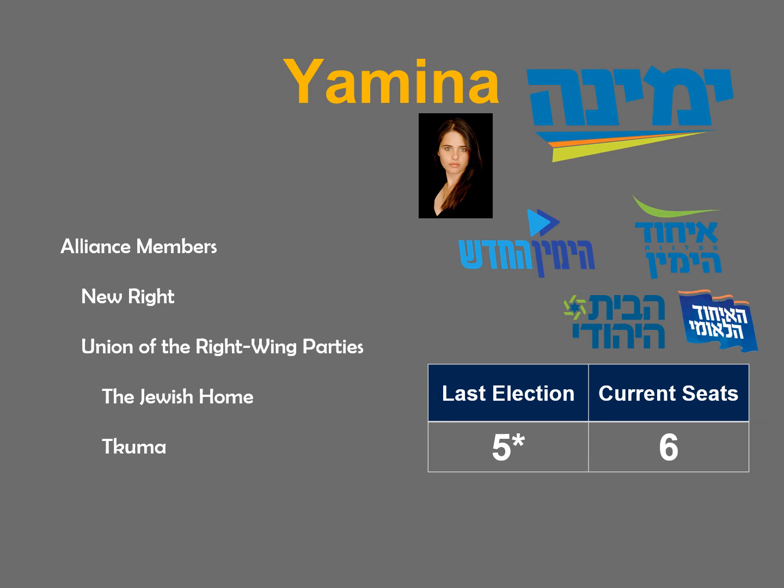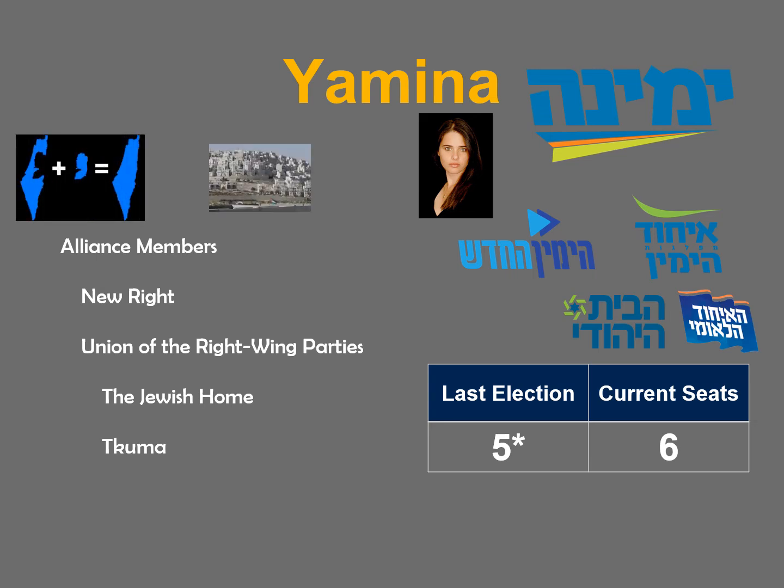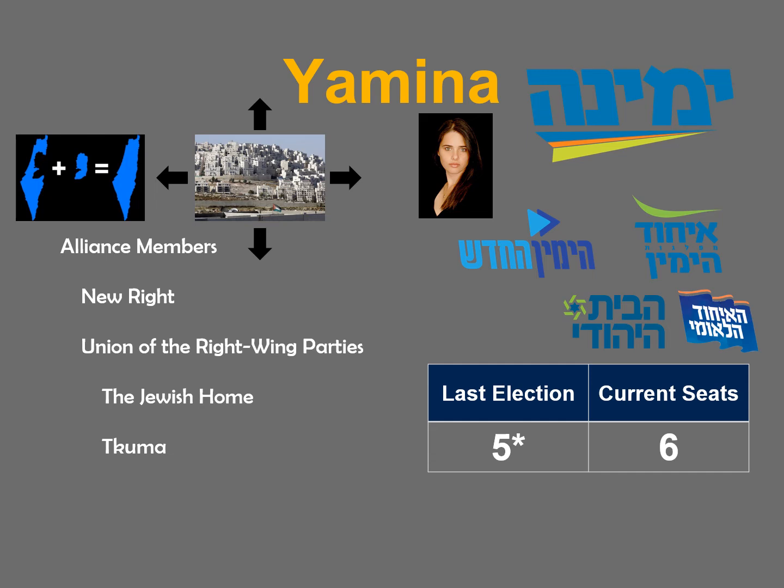Yamina opposes the establishment of a Palestinian state and wants to expand settlements throughout more of the West Bank. It wants to fully extend Israeli sovereignty to the region as well. Economically, it is similar to Likud in supporting free market principles. The alliance wants to decrease government intervention in the economy and create a competitive market environment.